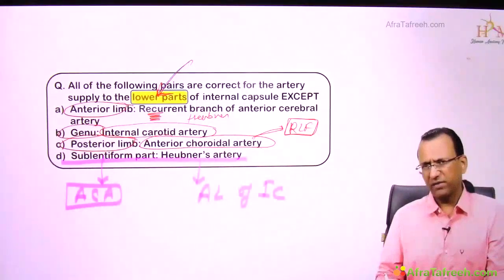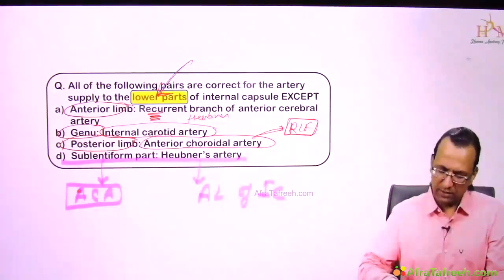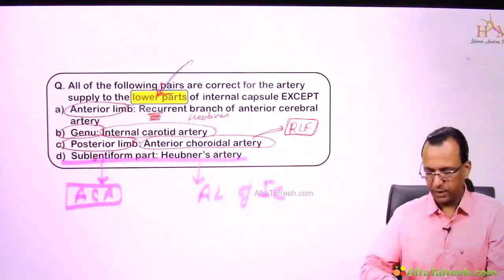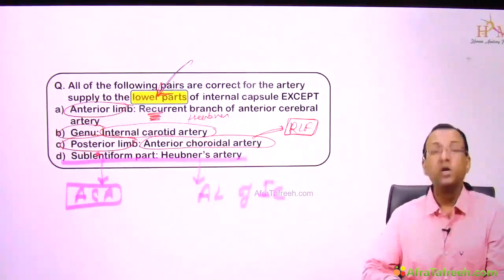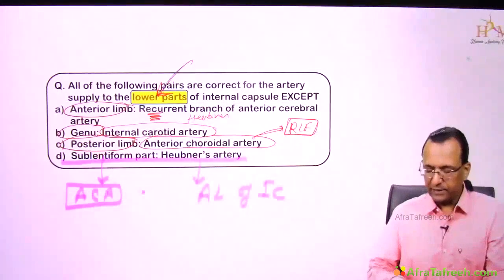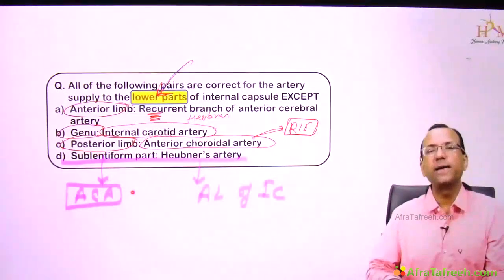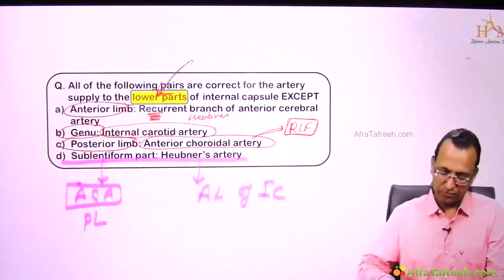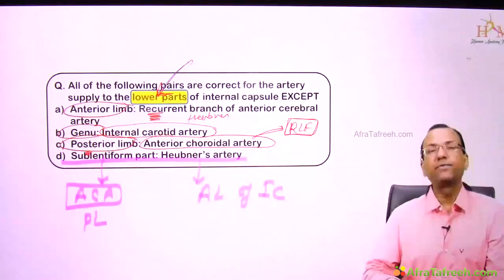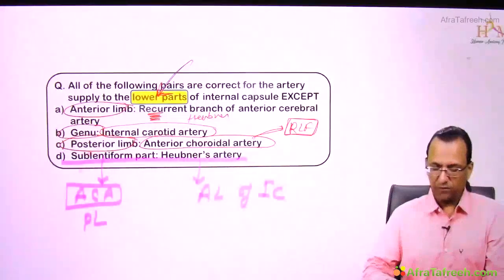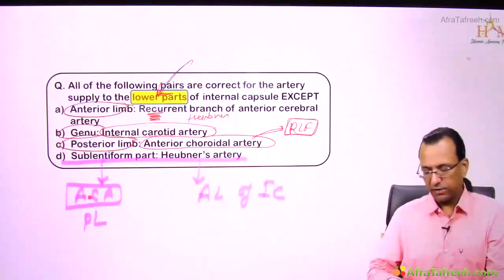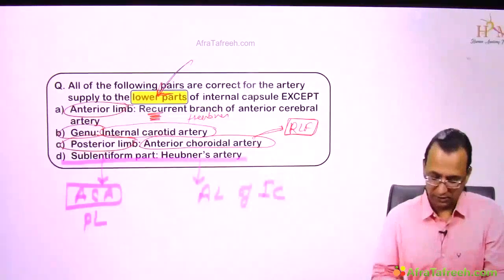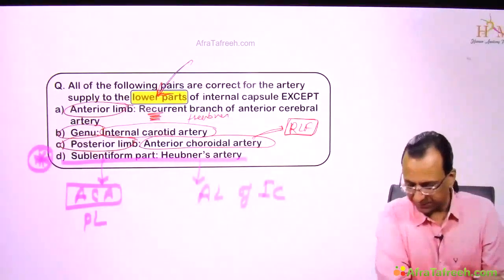Anterior choroidal artery. So you mean to say the anterior choroidal artery supplies the sublentiform part, the posterior part of the internal capsule? Yes, I told you. The anterior choroidal artery supplies the posterior limb of the internal capsule. Sublentiform, retrolentiform, posterior limb of the internal capsule are supplied by the anterior choroidal artery, a branch of the internal carotid artery. Choice D is wrong. That is the answer. Keep that answer.